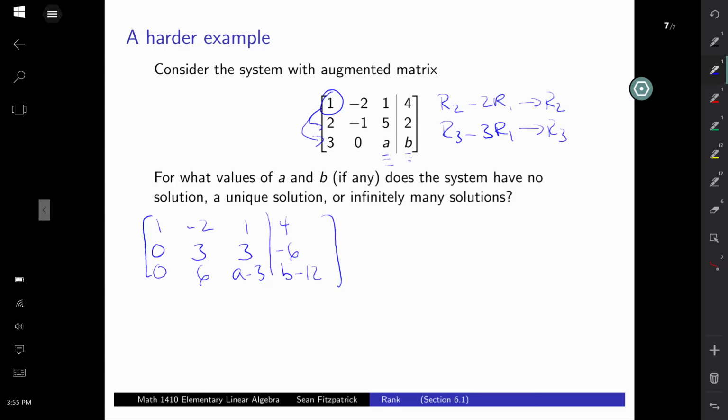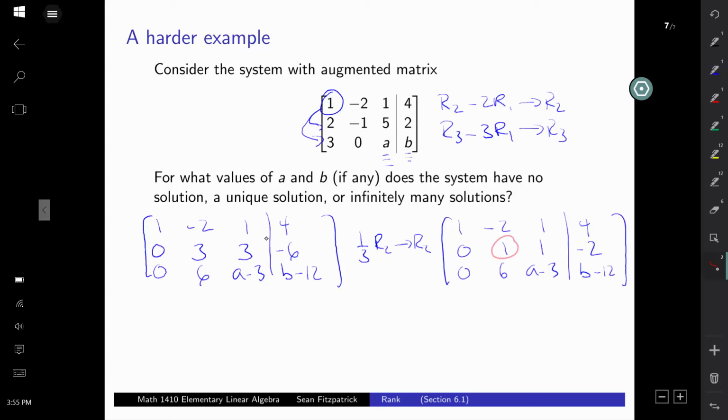Okay. All right, how do we get our second leading one? Well, the only thing we can really do is multiply one of these rows by a constant. And row 2 is a good candidate. Everything's a multiple of 3, so we do 1 over 3 row 2, make that my new row 2. 1, minus 2, 1, 4, 0, 1, 1, minus 2, 0, 6, A minus 3, B minus 12. Okay, second leading one is in place. What are we going to do? We're going to use it to get rid of that 6. So we're going to do row 3 minus 6 row 2, and make that the new row 3.